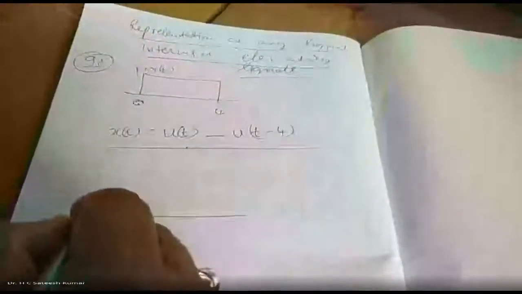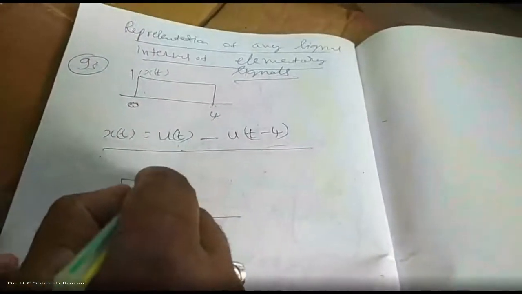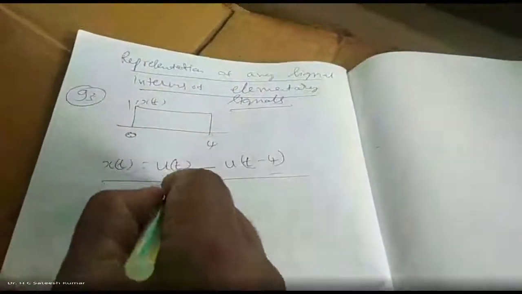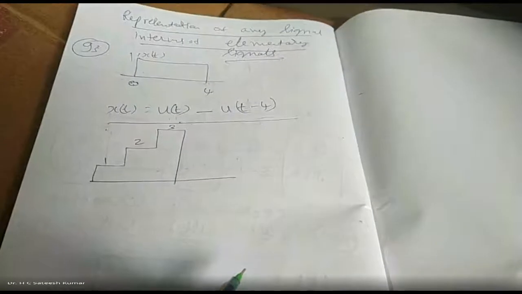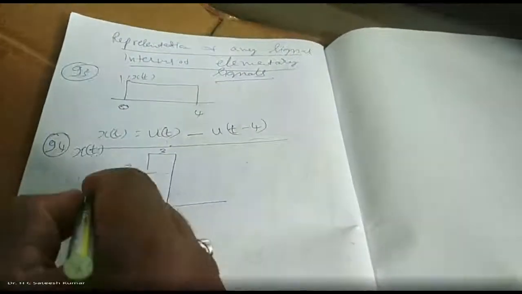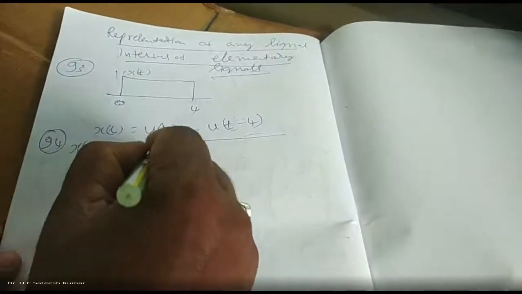Let us say I have a signal like this: levels 1, 2, 3. First one method I'll give. That method for you may look complicated. Then I'll give one shortcut. Observe here. This is one signal, x of t. This is one signal, this is another signal, this is another signal.